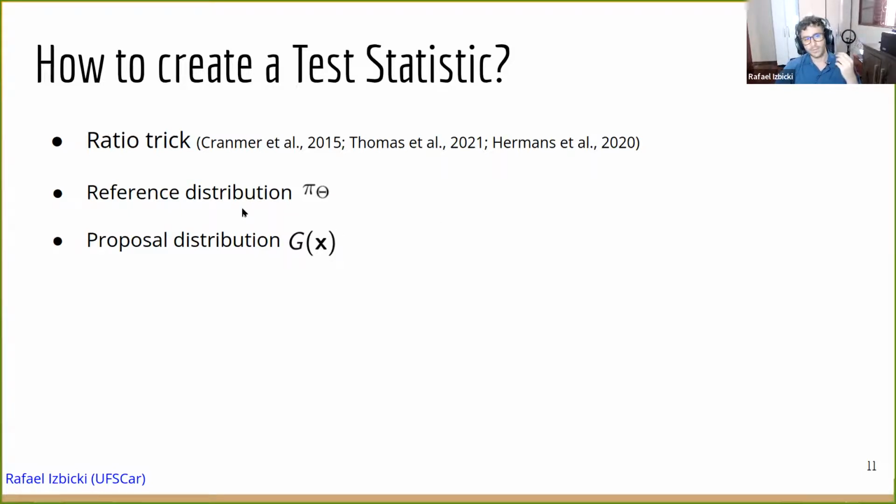So we're going to use this trick to estimate the likelihood function. First we're going to get an estimate of the likelihood function using this ratio trick. And once we get an estimate of the likelihood function, we are going to create test statistics based on that estimate of the likelihood function. So how does the trick go?